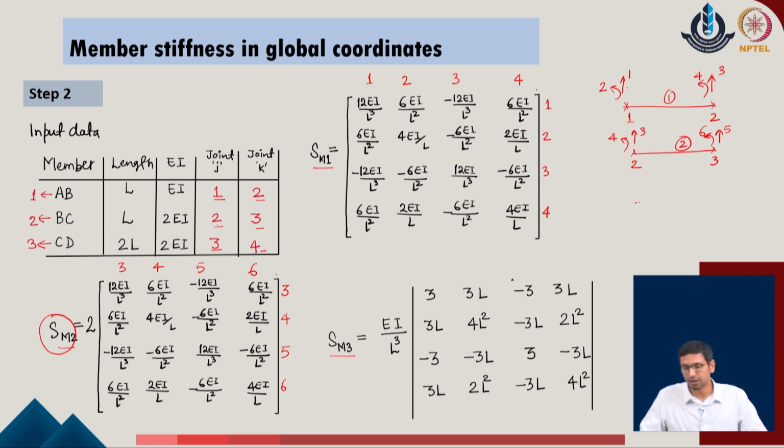Similarly, now we can easily do it for member 3. We understand that member 3 is connected to two nodes, nodes 3 and 4 of the given system, and the degrees of freedom it will entertain are degrees of freedom 5, 6, 7 and 8 in the given problem. Accordingly, I will label the numbering for this member as 5, 6, 7, 8, and 5, 6, 7, 8.